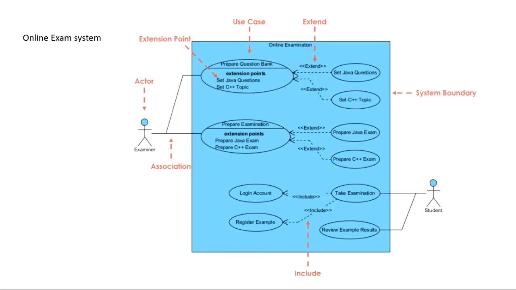For example, here the examiner is preparing the question bank and he is preparing the examination. So he is your primary actor. Okay, fine, good. Now look at the student. He is taking up the examination use case and he is seeing the results. With the help of this diagram, who is the primary actor? Who initiates the process? Who is the secondary actor? When the primary actor initiates the process, then the secondary actor responds to it.